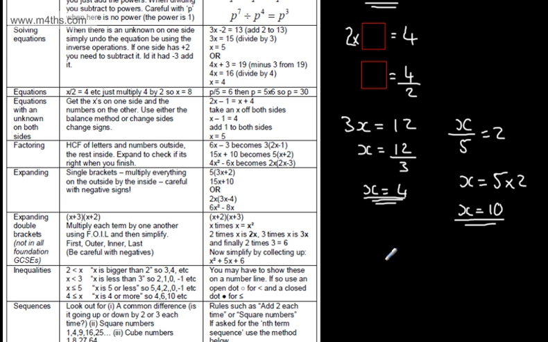Okay, so let's look at another one. Let's say we've got now 2x minus 1 is equal to 5.